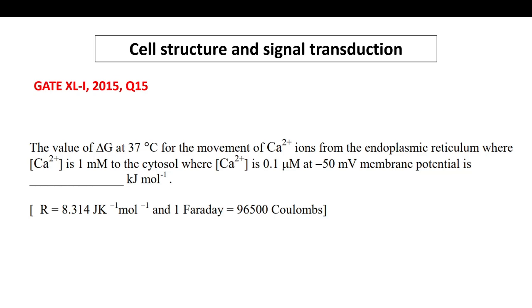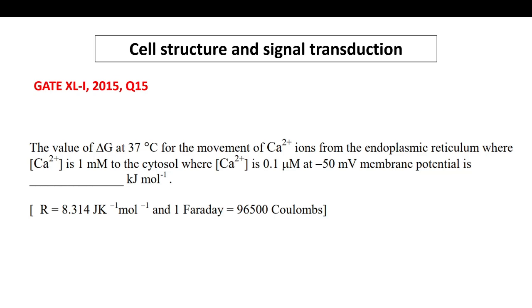The question is stated as: the value of del G at 37 degrees Celsius for the movement of calcium ions from the endoplasmic reticulum, where calcium is 1 millimolar, to the cytosol, where calcium ion concentration is 0.1 micromolar, at minus 50 millivolt membrane potential is, and they have asked the answer in kilojoule per mole.